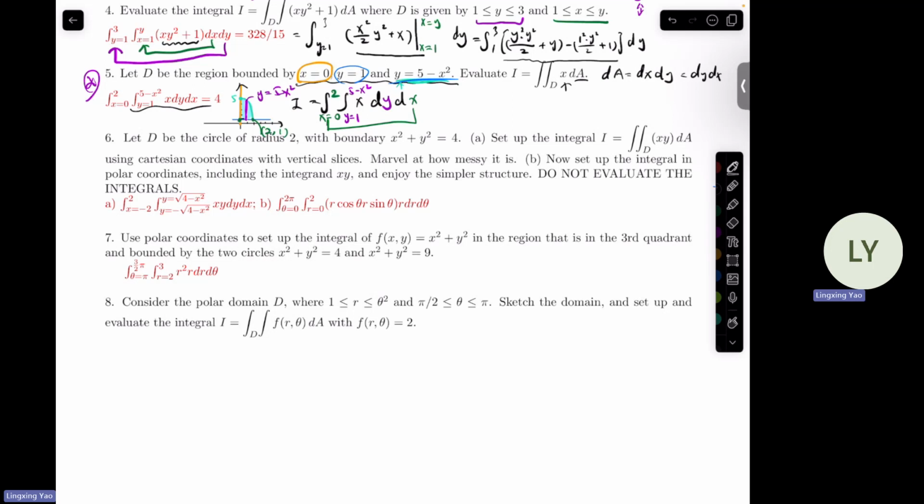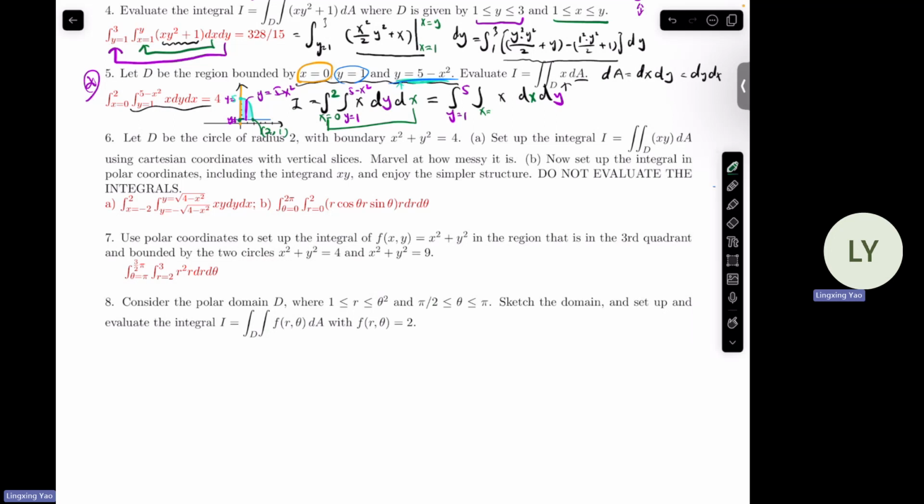And we can also treat this as a type 2 region, which means we integrate horizontally, right? Let's just do that. If we want to do that, we have to integrate with respect to the x variable for the interior integral, and the y variable for the exterior integral. And y is obviously starting from y equals 1 to y equals 5. So that's relatively easy. And how about the x?